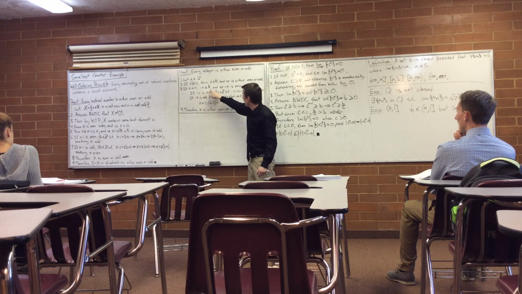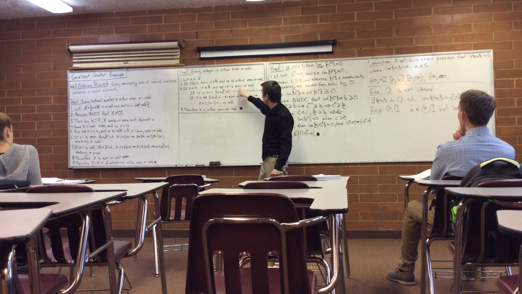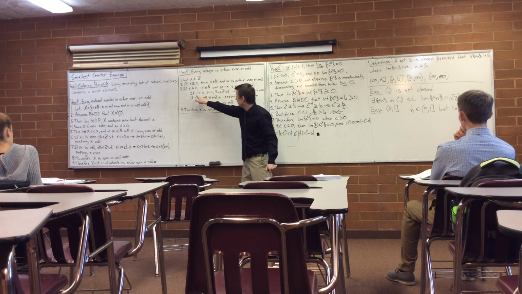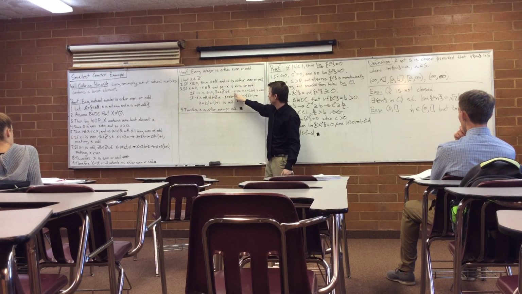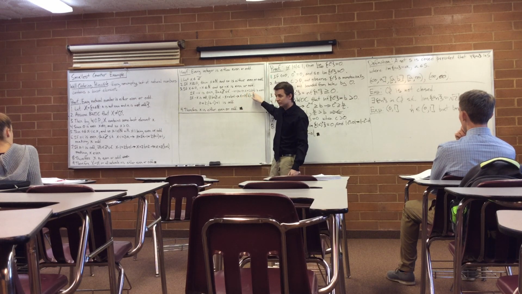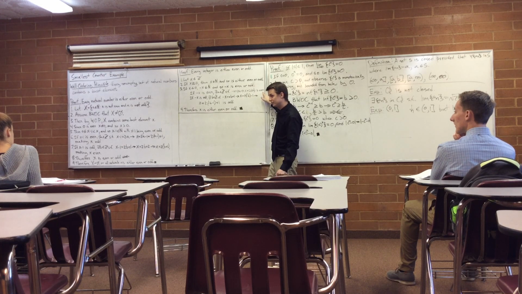And since negative x is a natural number, negative x is even or odd. If negative x is even, then there is some integer a such that negative x equals 2a, which gives x equals 2 times negative a, which is even. So x is even. See it?